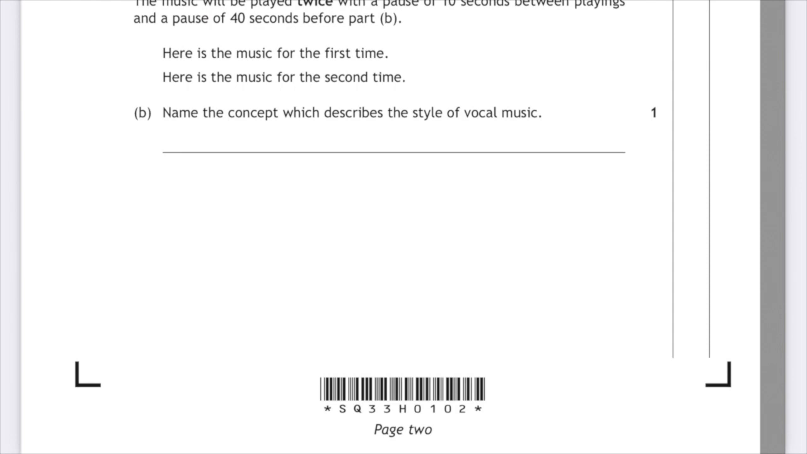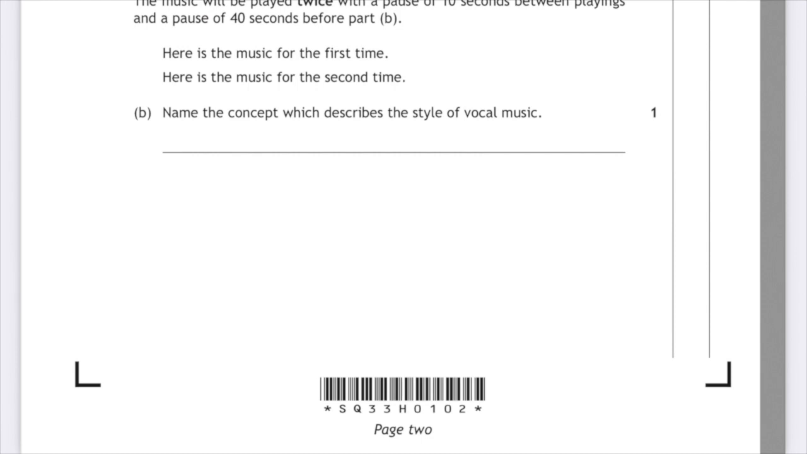Moving on to part B, we hear a new piece of music played twice and are asked to find the style of the vocal music. Now, best practice for this question would be to give yourself a list of concepts beneath it of all the styles you can think of. You're focusing on vocal music, so you're not thinking of things like symphonies. You're thinking of anything to do with opera, oratorio, for example.